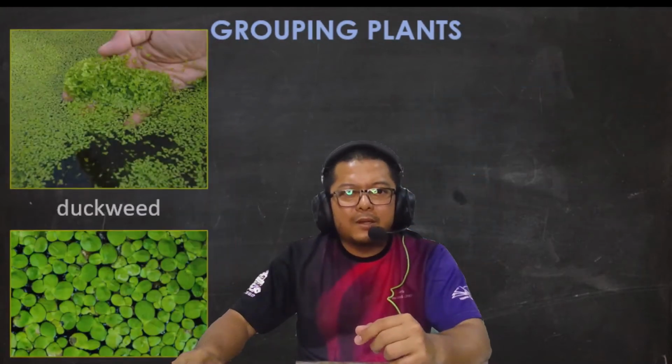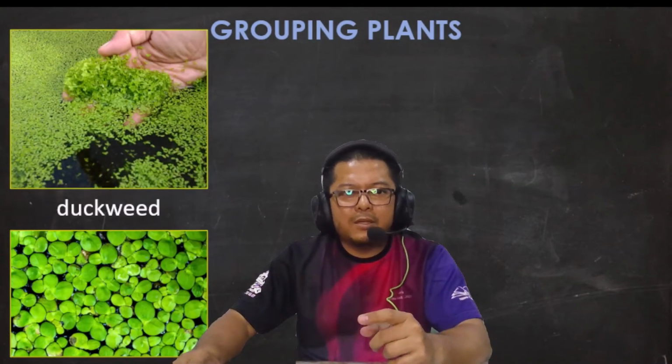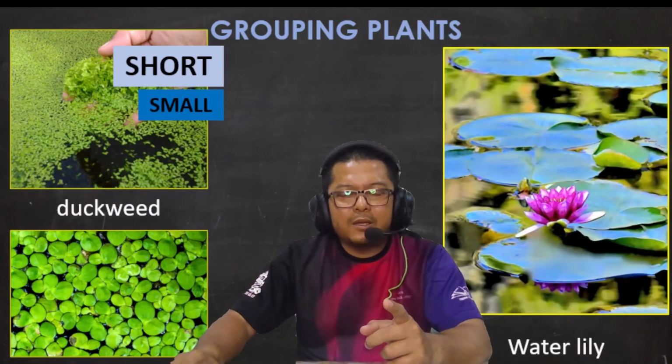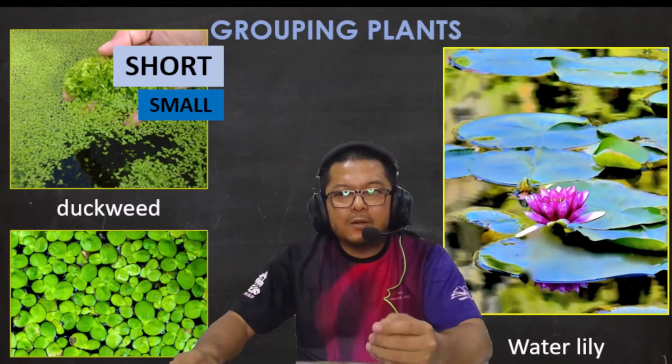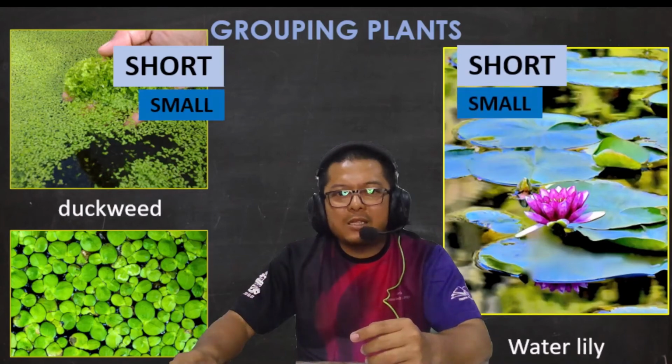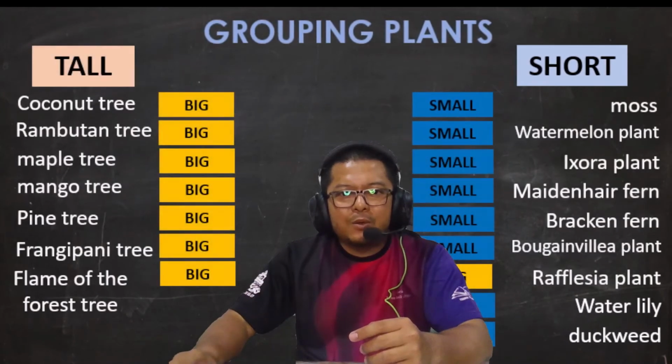Okay, now next plant, duckweed. Obviously, duckweed is short and small. And water lily, you can find it in lakes, not rivers, or maybe ponds, and it is short and small. So it would be in this group. Excellent.